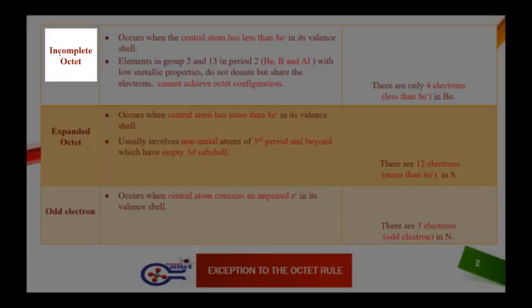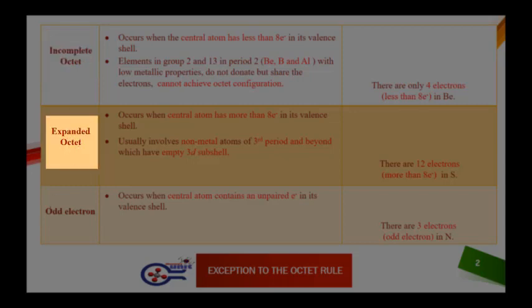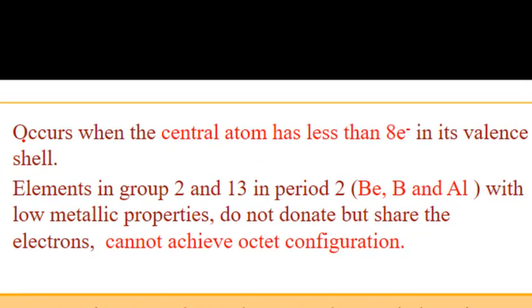First, molecules with an incomplete octet. Second, molecules with an expanded octet on the central atom. And finally, molecules with an odd number of valence electrons. Let's look at the incomplete octet first.